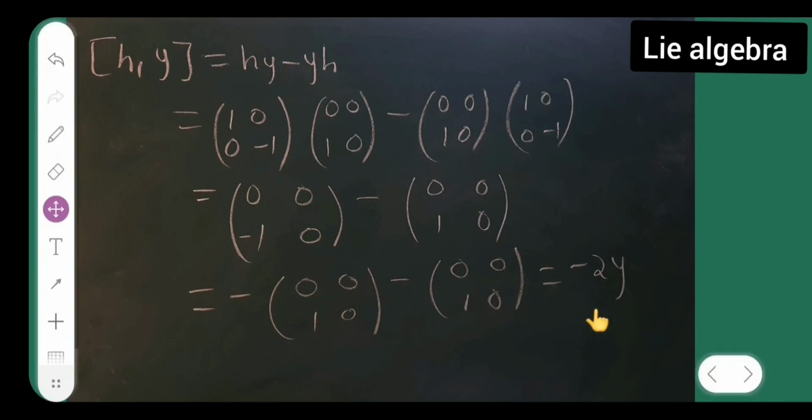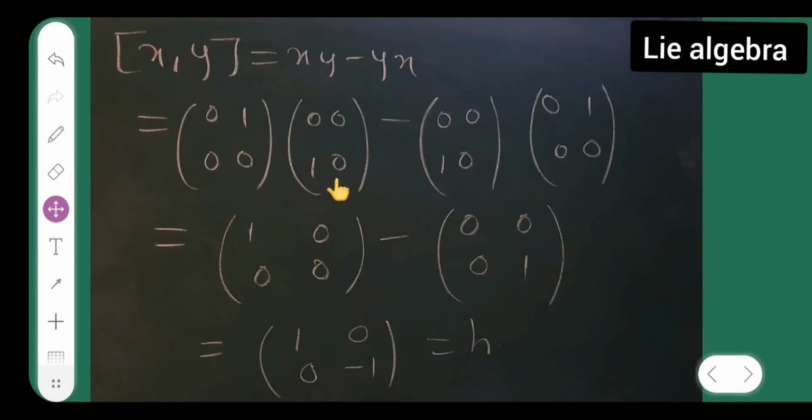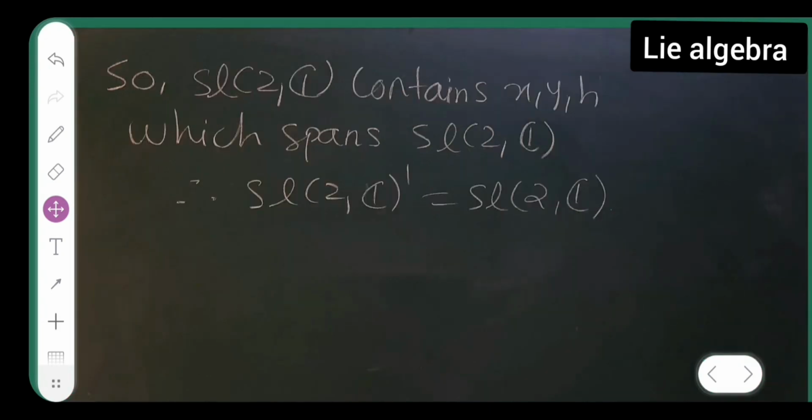Now next, what you need to find out is [X, Y]. Lie bracket of X comma Y is equal to XY minus YX. So X into Y minus Y into X you do, and what you will get is H, right? For this, what you have to do is this minus this. So nothing but 1. This is nothing but 0. Again here 0. And this is minus 1, which is nothing but H.